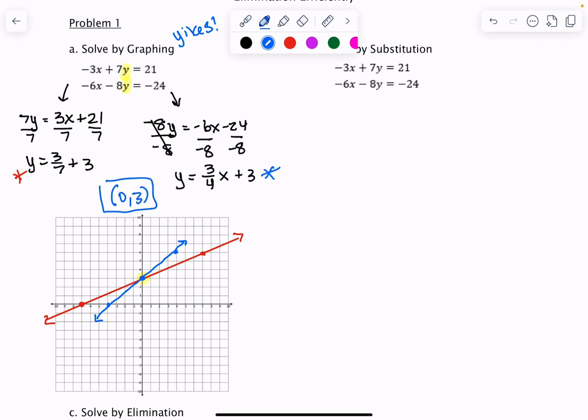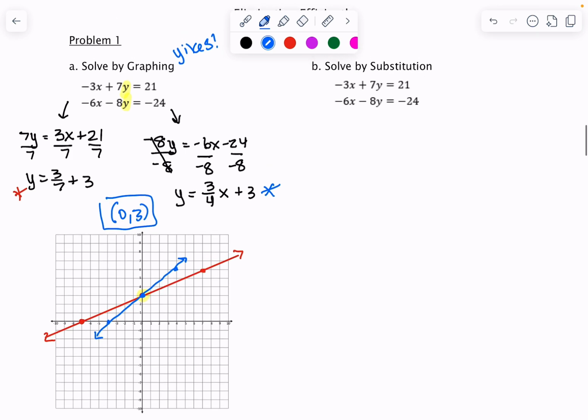Kind of a pain, right? I had to get y alone both times. Not super fun. So solving by graphing when x and y are on the same side is not the most efficient way to do things. Substitution is in a similar vein here.